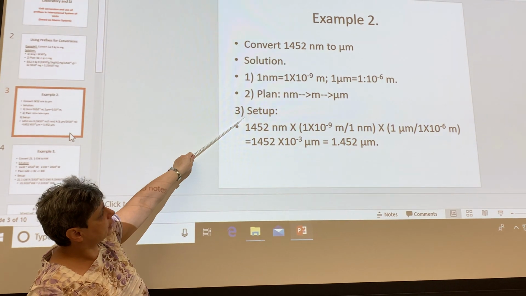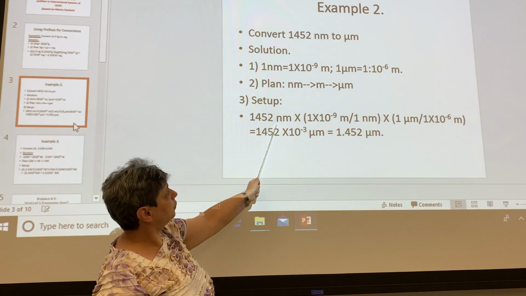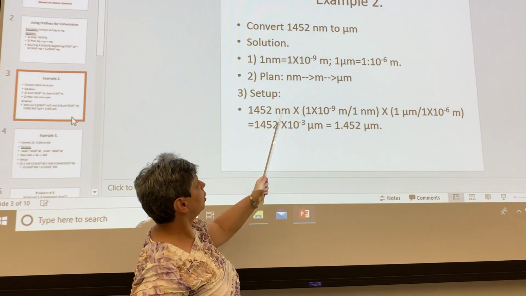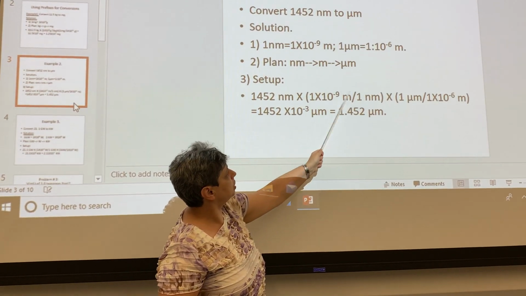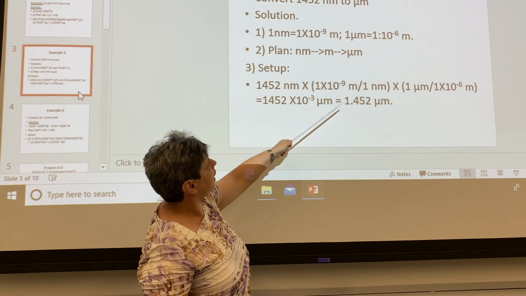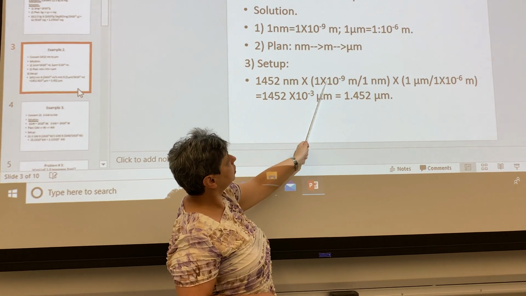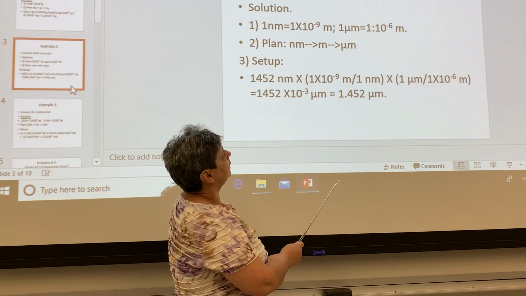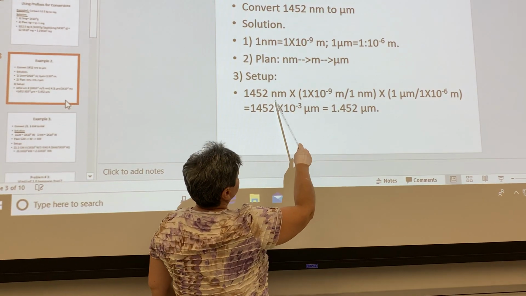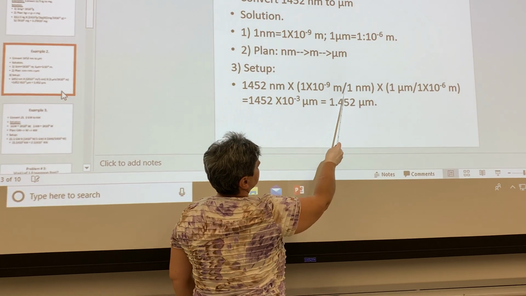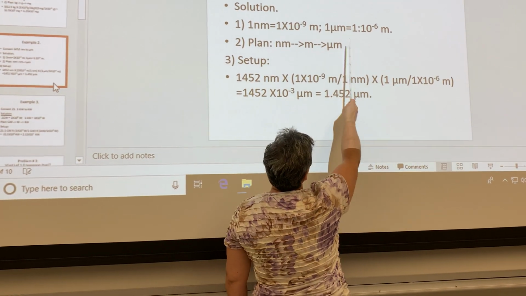So here we're doing the setup, starting with 1452 nanometers. And here I have to go from nanometers to meters. So I want my meters to be on top and my nanometers to be on the bottom, so nanometers would cancel. The unit associated with nanometer here is 1. So 1 nanometer goes on the bottom, 1 times 10 to negative 9th meter goes on top. Again, if I was to stop right here with my conversions, my nanometers would have canceled and the unit remaining would be meters.